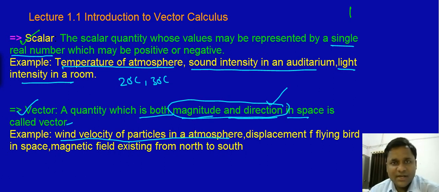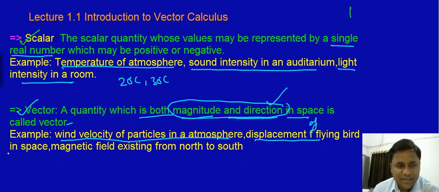What do you mean? If the wind is flowing in the atmosphere, then it has a specific direction, whether it is north, south, east, northeast, whatever it is, and it has a magnitude. That is called the wind velocity. So this is an example of a vector quantity which has the magnitude and the direction. Similarly, the displacement of a flying bird in a space or in an atmosphere or in a region.